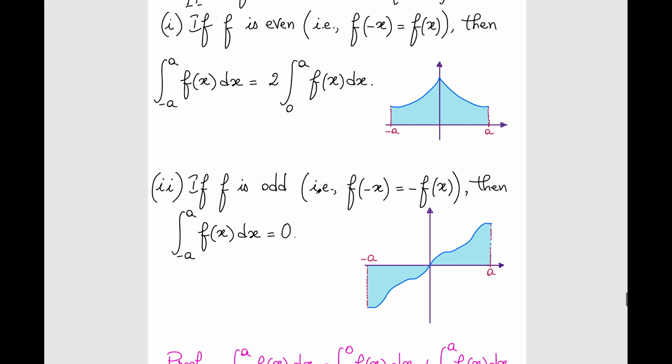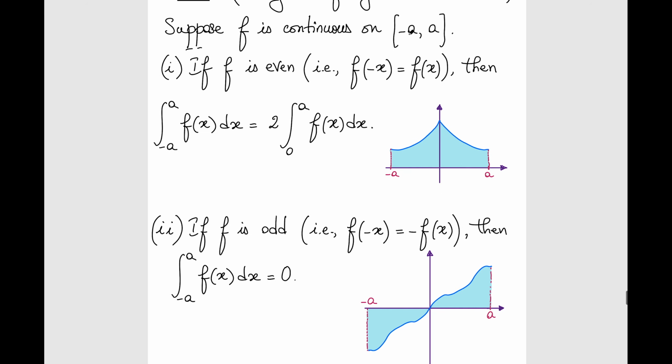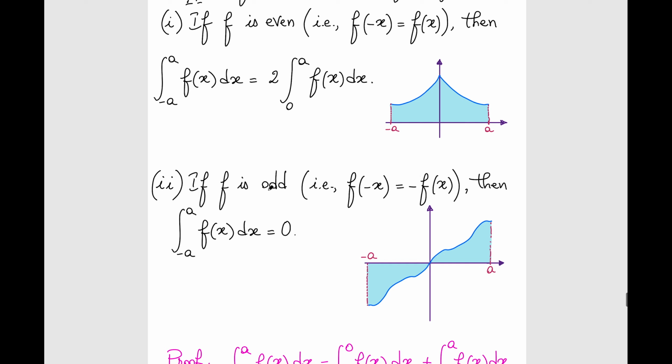Now, if f is odd, which means f of negative x is minus f of x for all x in the domain, then the integral from minus a to a of f(x) dx is 0. And let me convince you, at least when the function f is something like this, right?